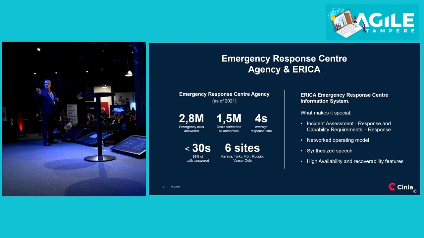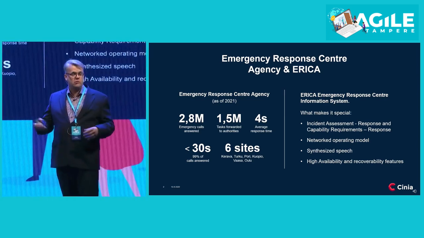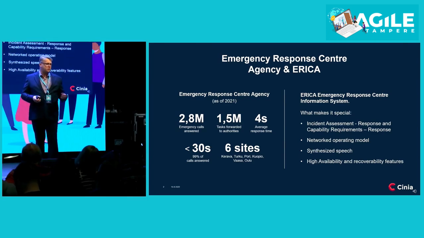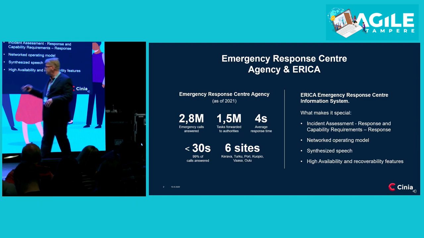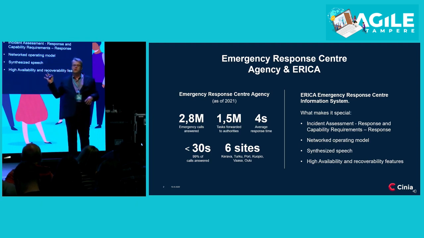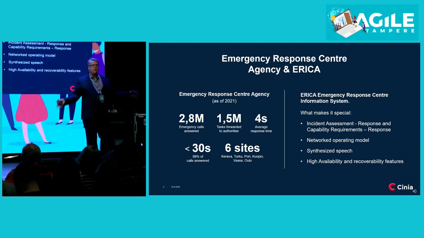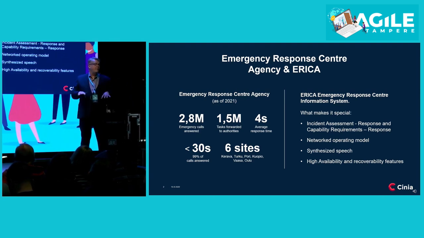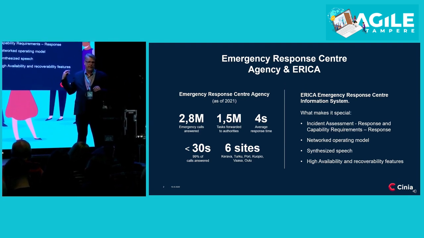Then also, I think the more probable way that this network operating model is providing is that Finland is a big country, not by the population, but by the area, and we have a lot of different kinds of weather conditions over here. So if, for instance, in southern Finland we have a storm coming in, and a lot of trees are falling, and these kinds of things, then people will call the ERC.